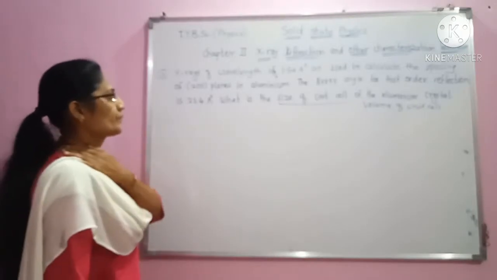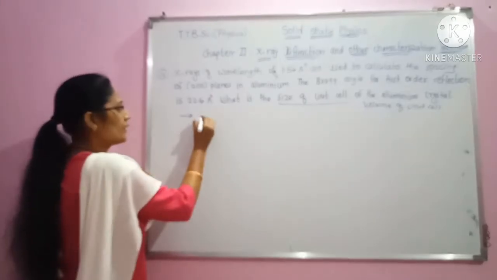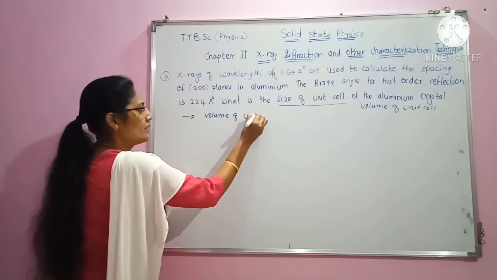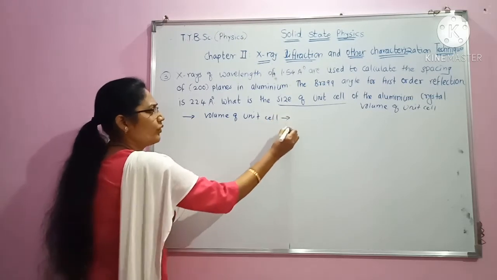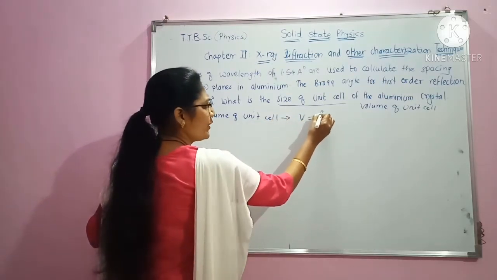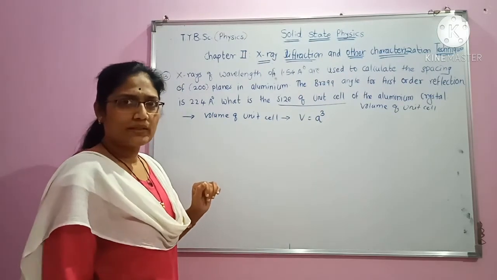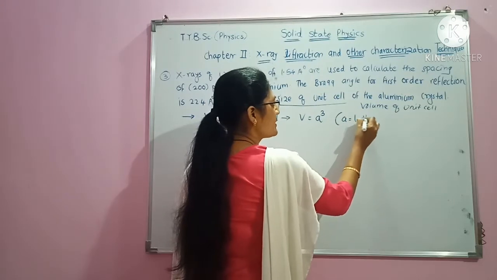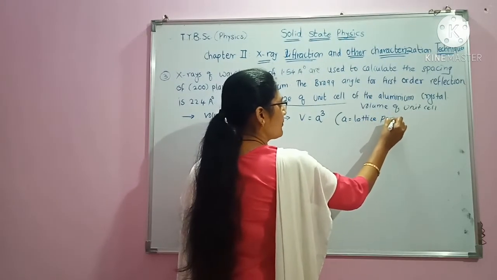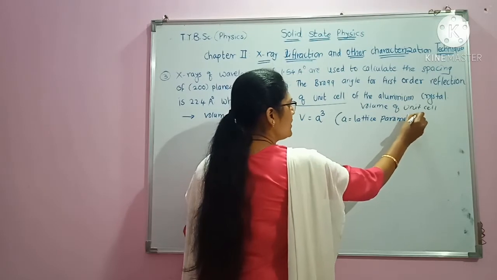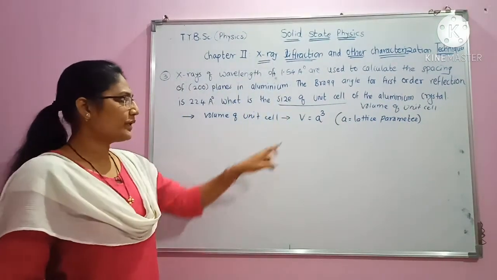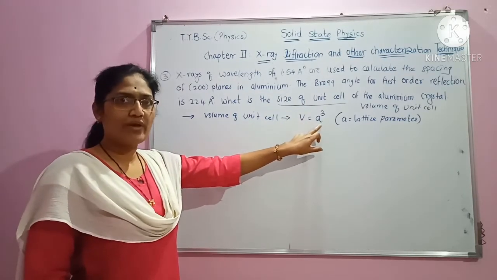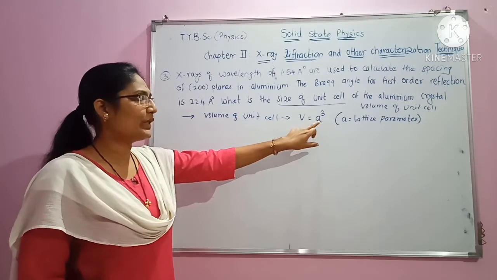So we have to find the volume of the unit cell. We know that volume V is equal to a cube. What is a? a is nothing but the lattice parameter. It means that in order to find the volume, we have to find the value of a first. And how do we find the value of a?